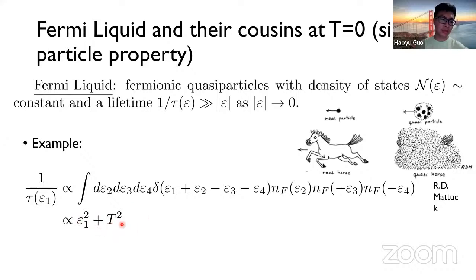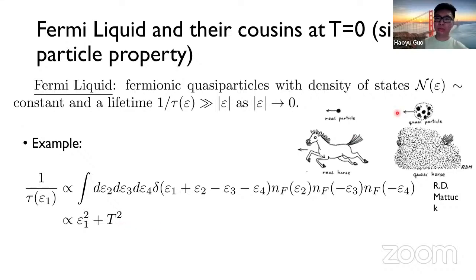The usual argument is to count the phase space available for this quasi-particle to scatter, and then you can conclude that the decay rate of the quasi-particle will go as its energy squared, or temperature squared.